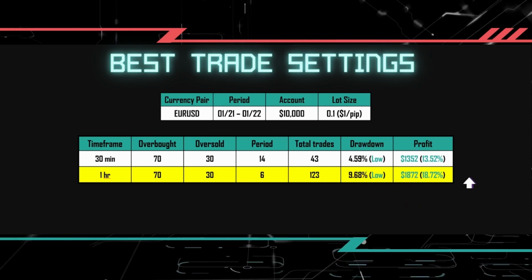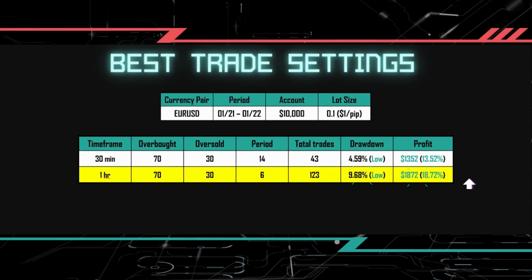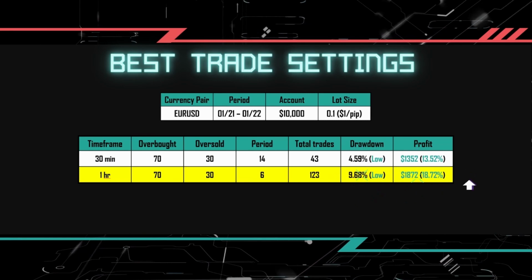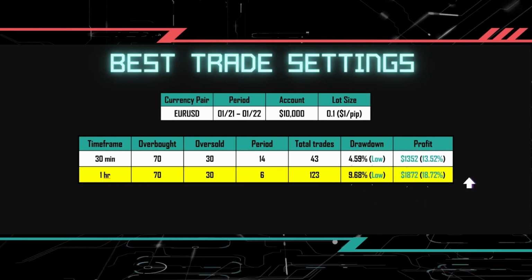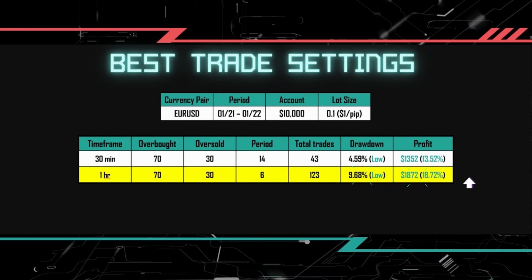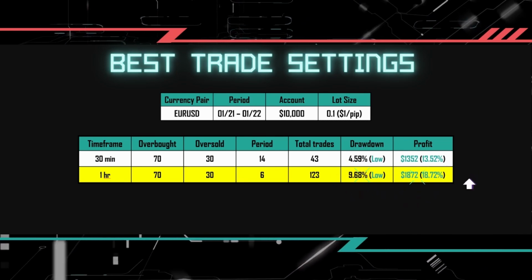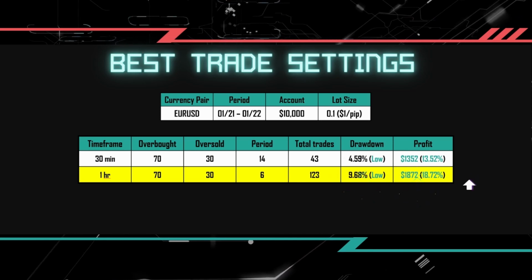As for the risk to reward ratio, the best result is to keep it at 1:3 and the stop loss level to be at 50 pips. This would also mean that the take profit level will be at 150 pips. This optimized setting has helped us to achieve a total profit of 1872 pips for the whole of 2021.